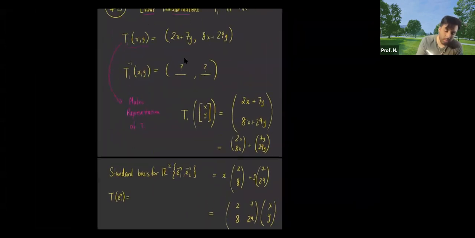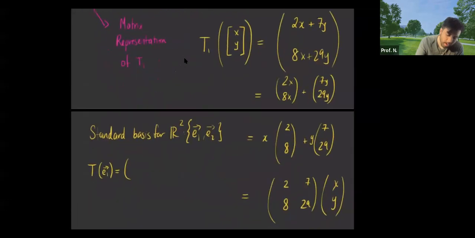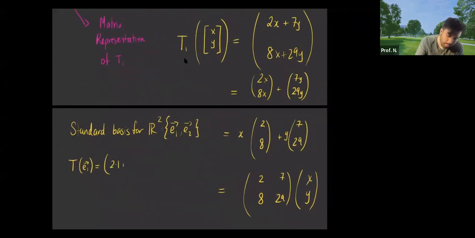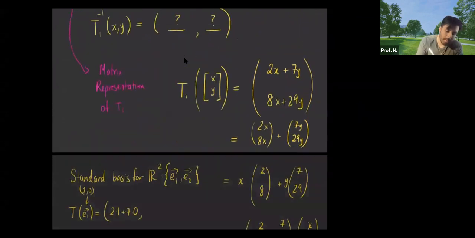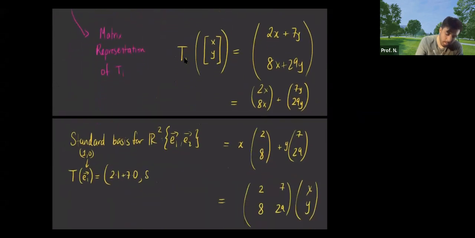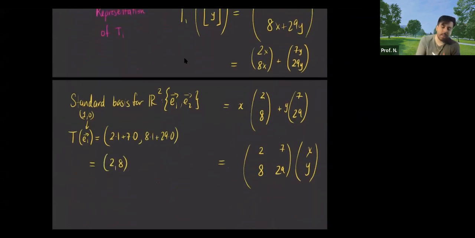Well, according to the problem here, I get 2 times 1 plus 7 times 0. Why? Because remember what E1 is. E1 is 1 comma 0. And then, comma, this becomes 8 times 1 plus 29 times 0. So I get 2 comma 8. So that's 2 comma 8.